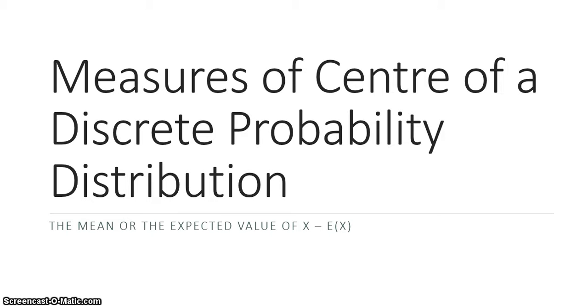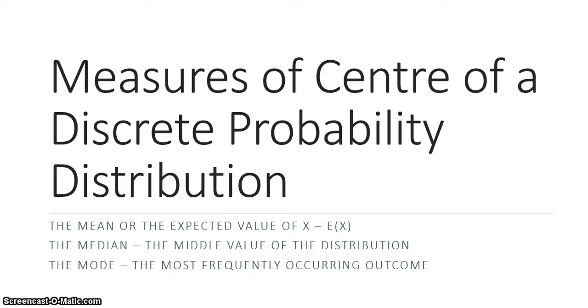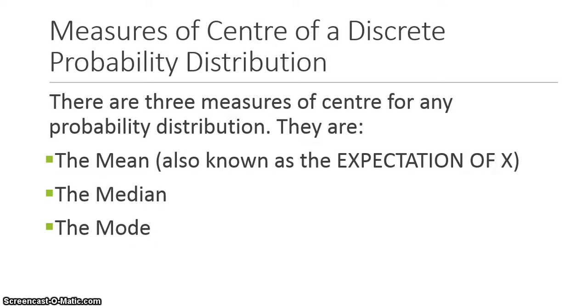There are three measures of centre. We'll be talking about the mean, or the expected value of x, the median, which is the middle value of the data, and the mode, the most frequently occurring outcome. There are three measures of centre for any probability distribution. As I said before, we're talking about the mean, the median and the mode.